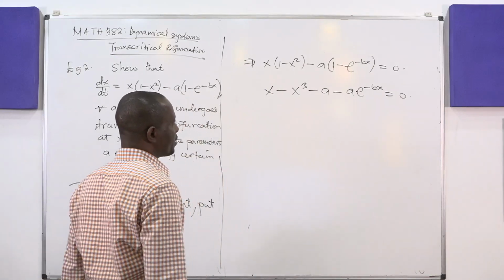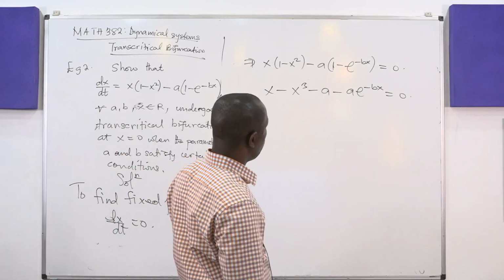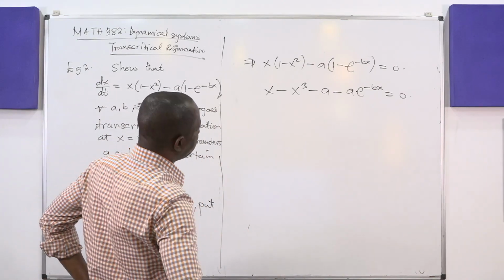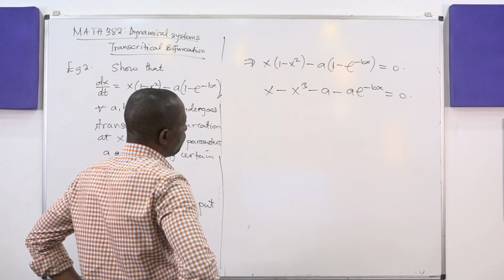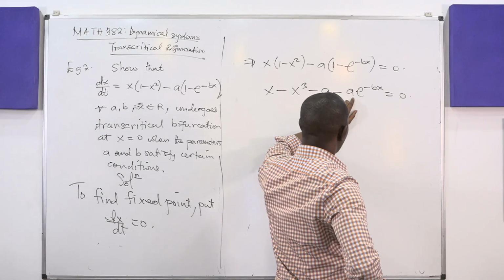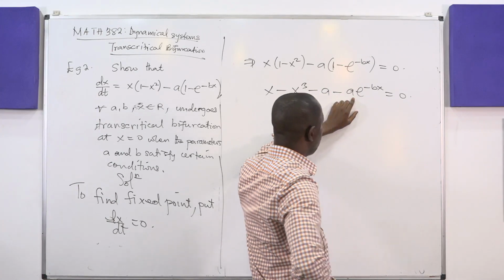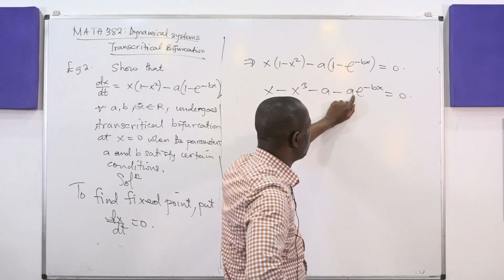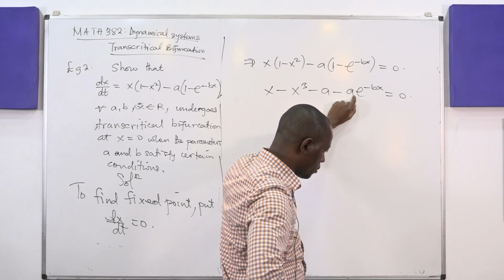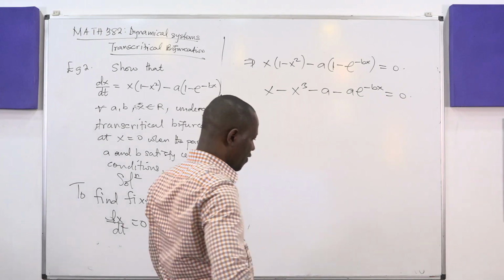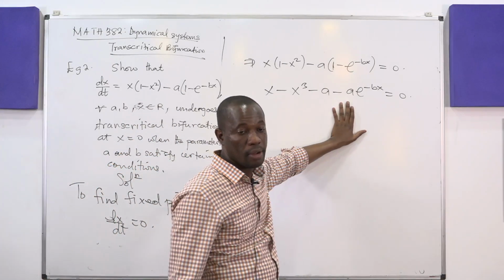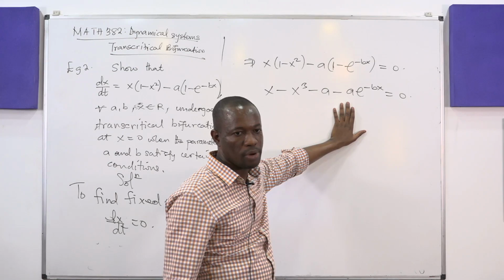So can we get x? If you put x equal to 0, it will not satisfy. You get minus a here. So you don't get it. Now, have you seen that it's not easy to get the critical point? The critical point is not feasible.